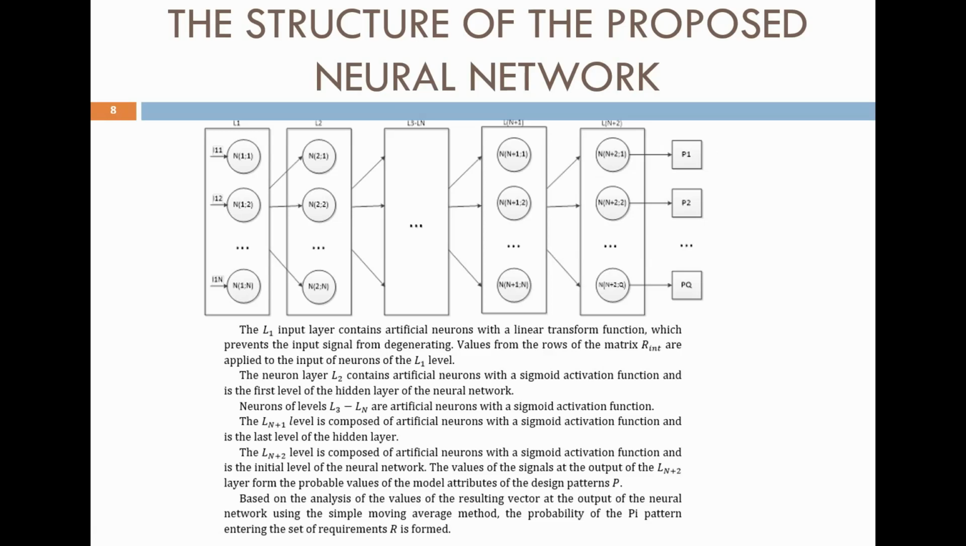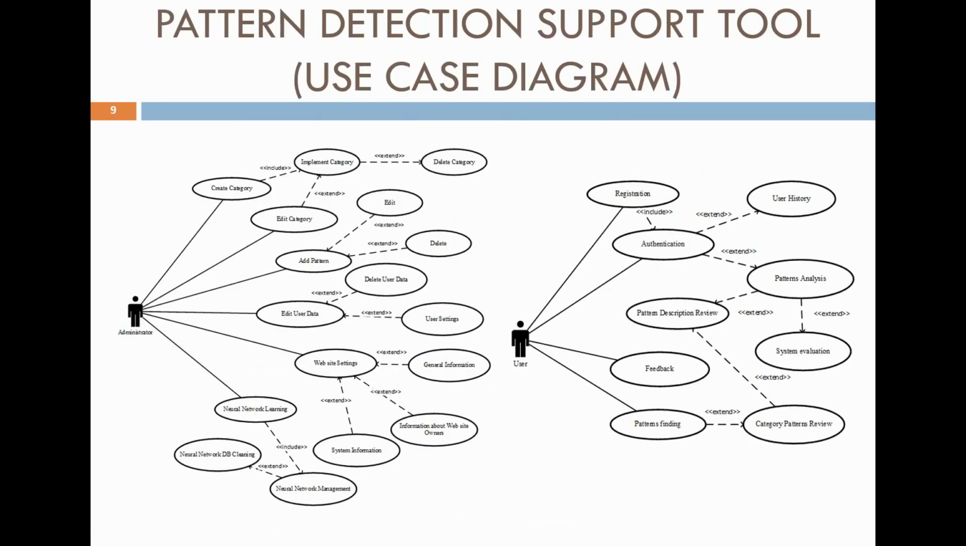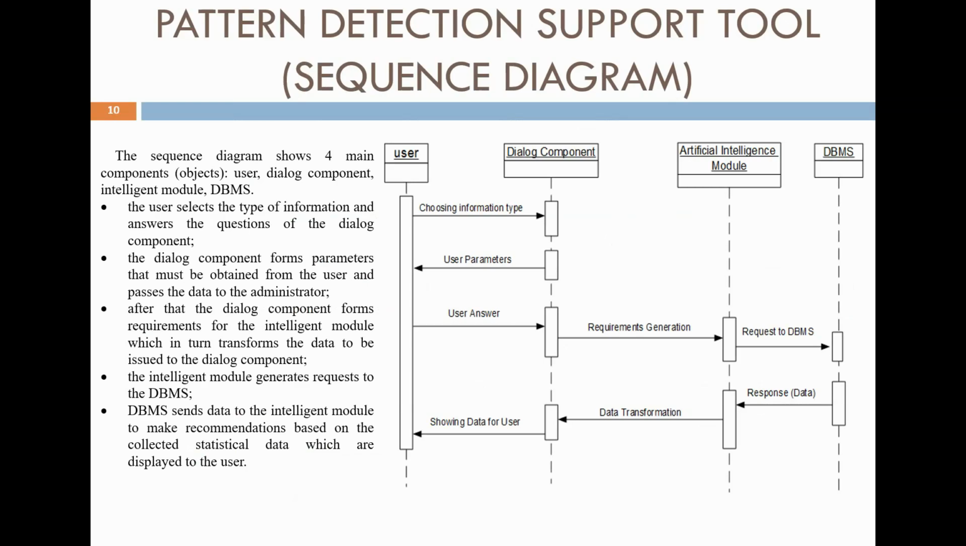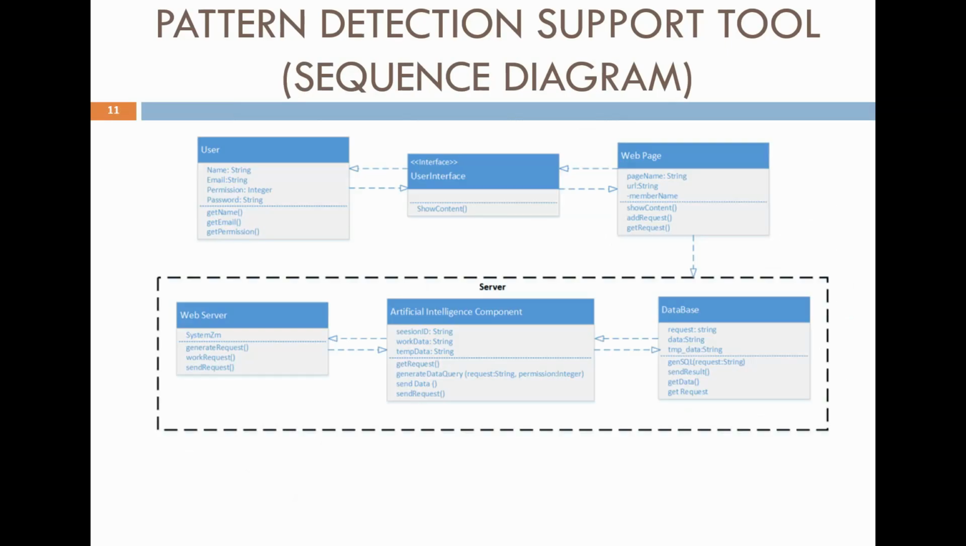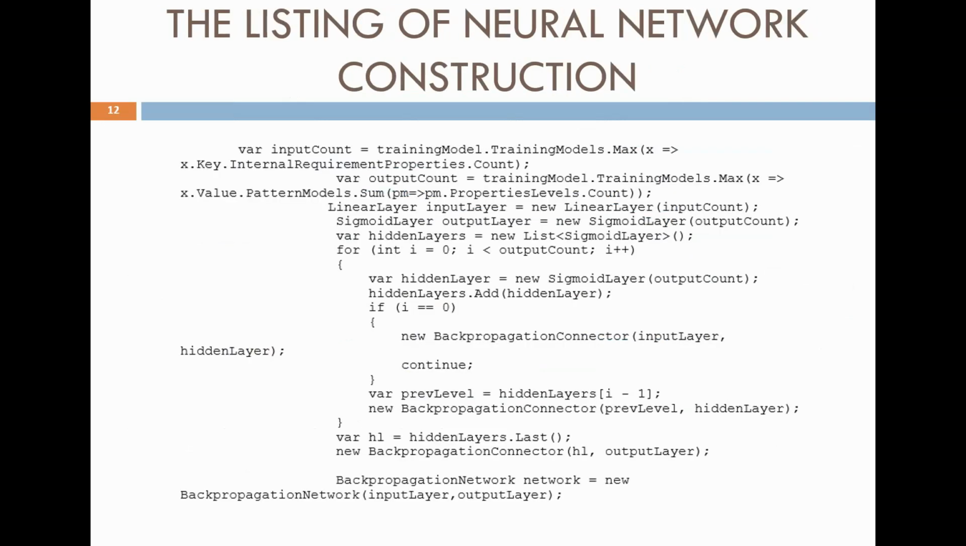To automate the process of pattern detection, we have developed a web-oriented tool. Main functionality, requirements, and user roles for this tool are shown on this slide as a use case diagram. The structure of the tool's components and their relation is displayed as a UML diagram. A sequence diagram is shown on this slide, and a class diagram on the next slide. A more detailed algorithm of the developed tool is described in the paper. C# programming code of the neural network construction is shown on this slide.